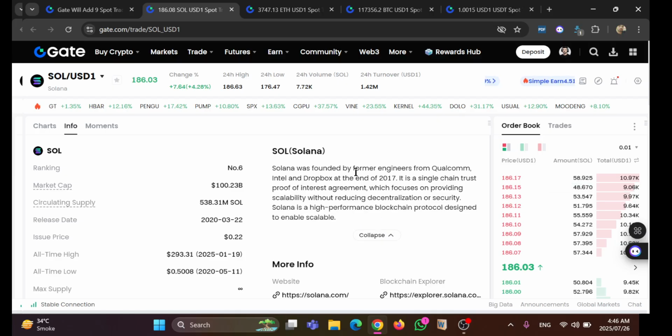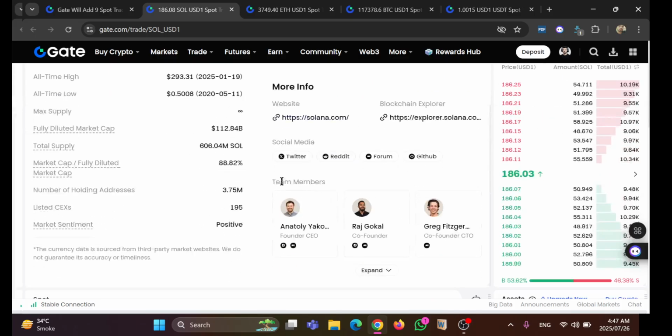Solana was founded by former engineers from Qualcomm, Intel, and Dropbox at the end of 2017. It is a single chain proof of stake protocol which focuses on providing scalability without reducing decentralization or security. Solana is a high performance blockchain protocol designed to enable scalable applications.